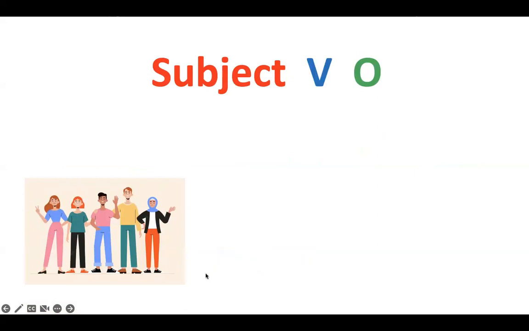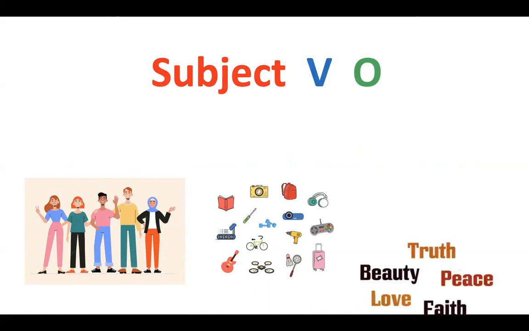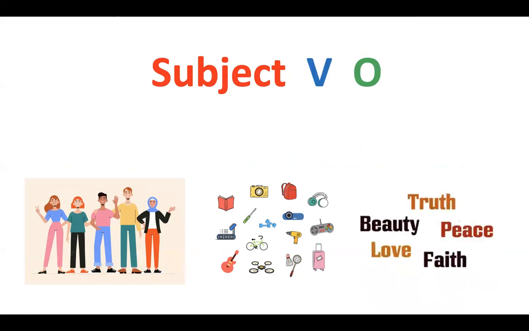So our subject can be a person, like Clara, my doctor, John. Can be a thing, like my backpack, the yellow camera, my bicycle. Or it can be an idea, truth, beauty, peace, love. All of these things are nouns.